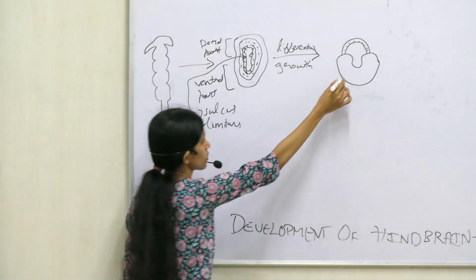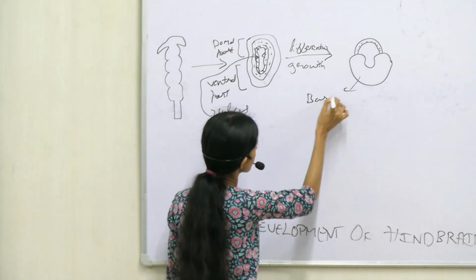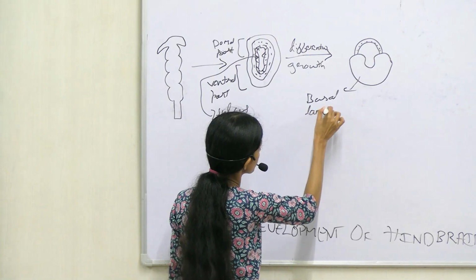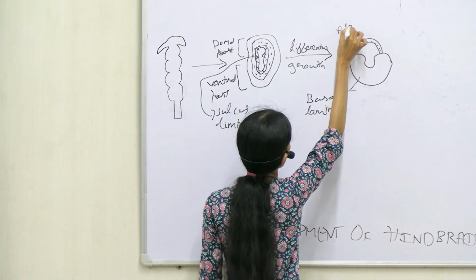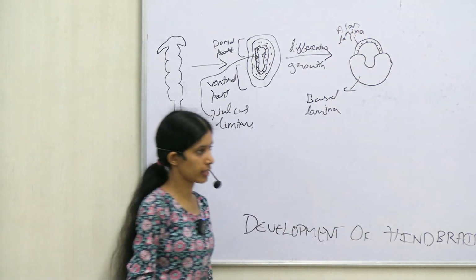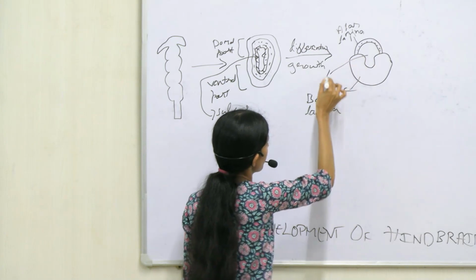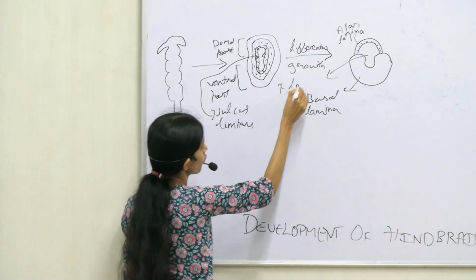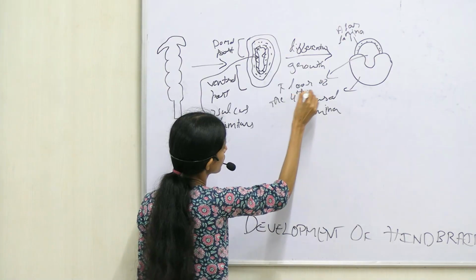Okay, so now this dorsal part is called basal lamina, and the ventral part is called alar lamina. And this cavity, whatever you are seeing here, is going to develop as the floor of the fourth ventricle.